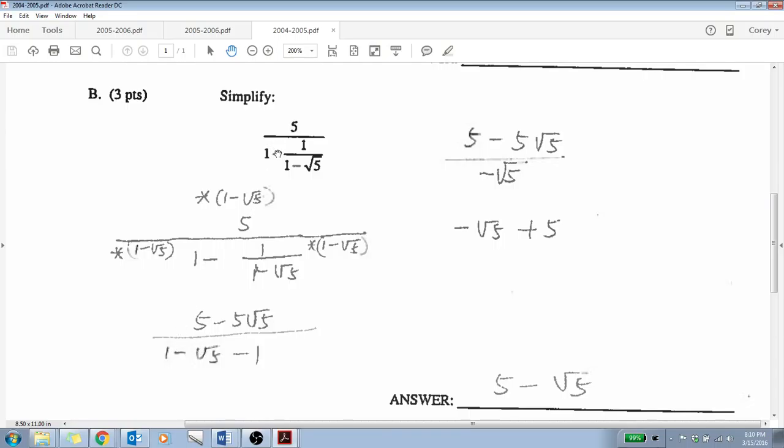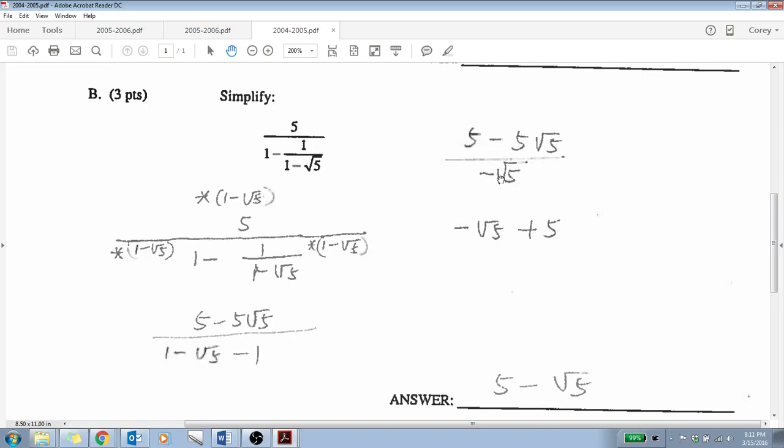And then minus, when I multiply this part, the 1 over 1 minus square root of 5 by 1 minus square root of 5, it's going to cancel and I'm left with just a 1. So I have, for the denominator now, 1 minus square root of 5 minus 1. Okay? So 1 minus 1 is 0, so I'm left with just a negative square root of 5, which I see over here.